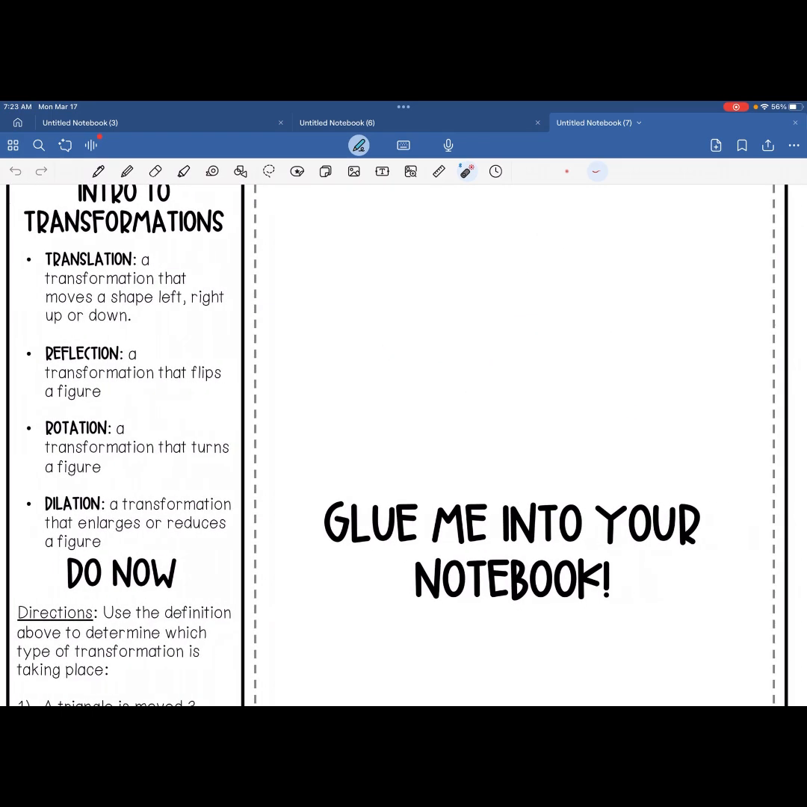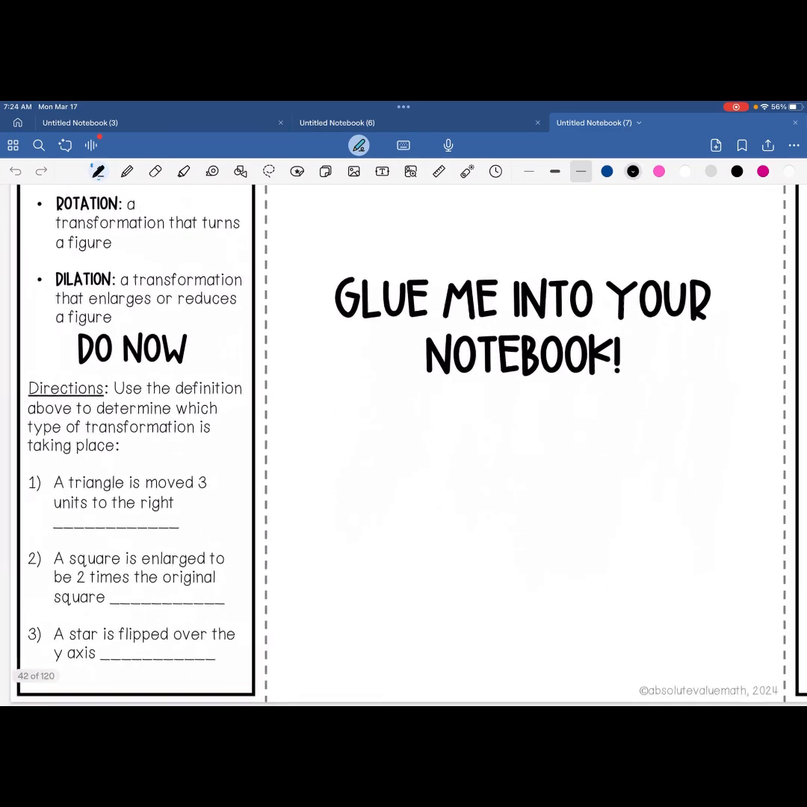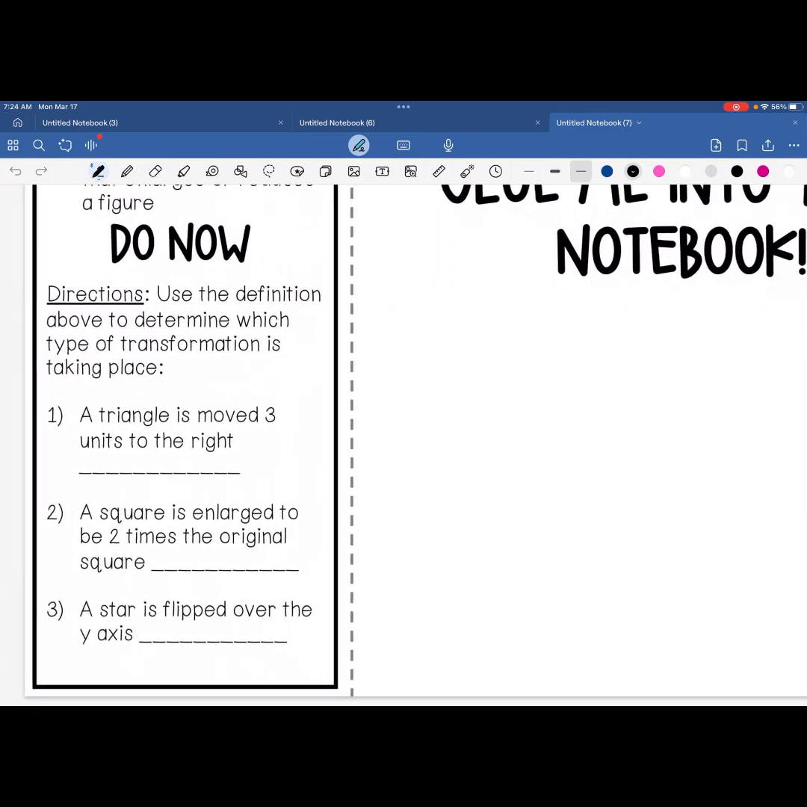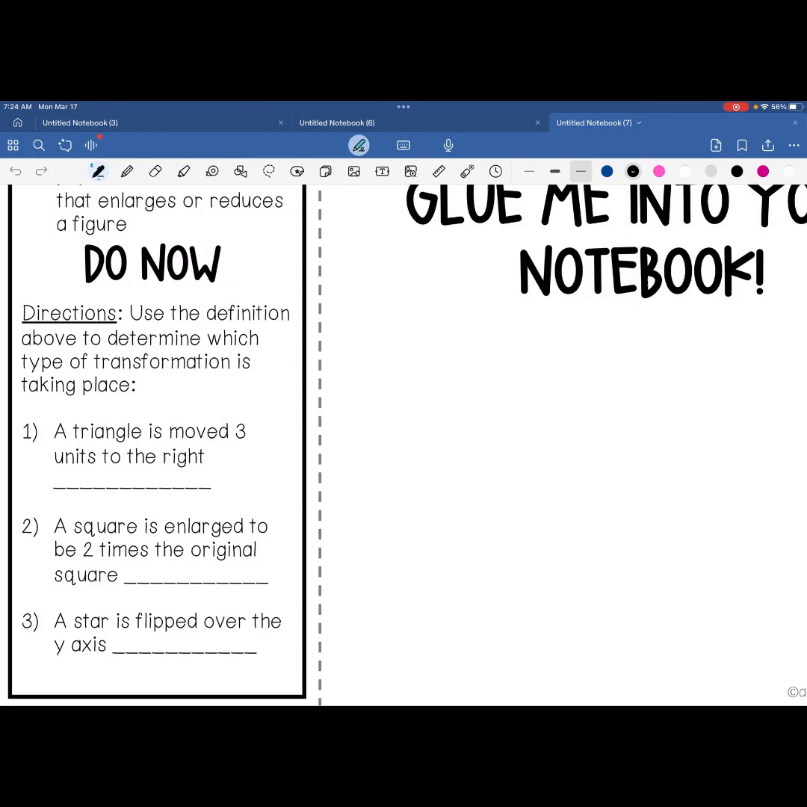So these are the different types of transformations. So now let's do the Do Now. Use the definition above to determine which type of transformation is taking place. A triangle is moved 3 units to the right. So we have this triangle and it's moved 1, 2, 3 units. Nothing else changes about the triangle, it's just moved. This is called a translation.